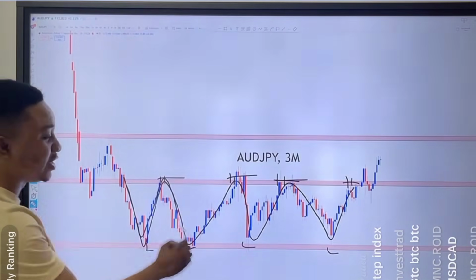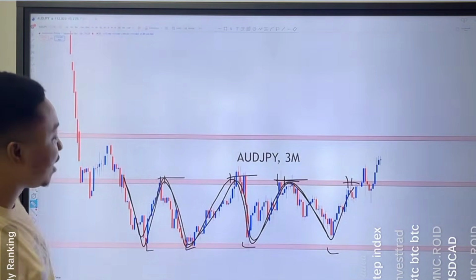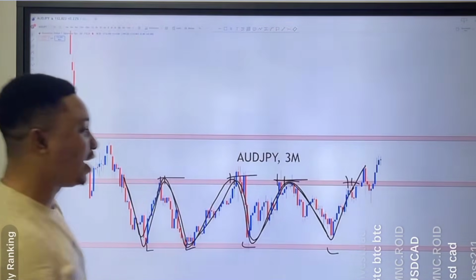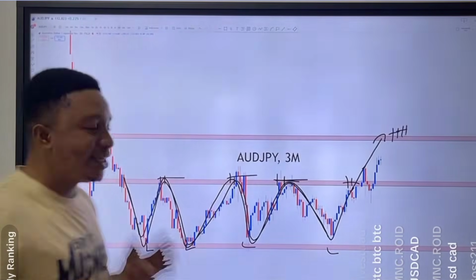So price was initially in the range or a consolidation period. Now, once buyers have been able to break above this resistance level or equal highs, they will be heading up here as the next higher high. Simple as that.